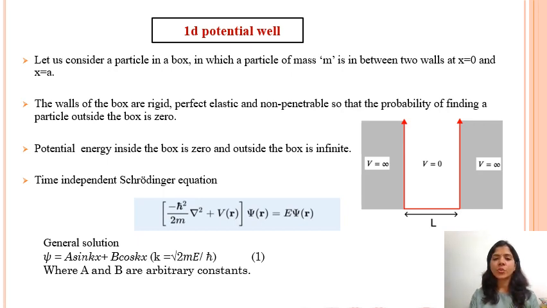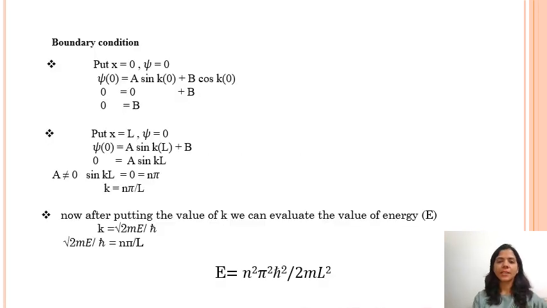The time independent Schrodinger equation is minus h cross square upon 2m del square plus V(r) psi(r) equal to E psi(r). The general solution of this equation is psi(x) equal to A sin kx plus B cos kx, where k equal to under root 2mE upon h cross square, where A and B are arbitrary constants. Now let us apply the boundary conditions.